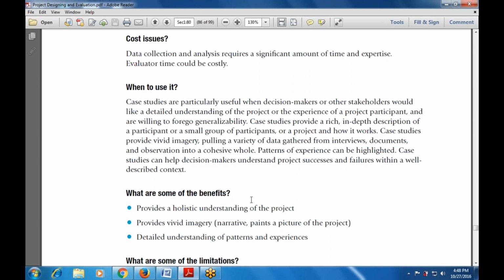The last point is a detailed understanding of the patterns and the experiences. What is the detailed understanding of the patterns and the experiences that is taken out with the benefit?